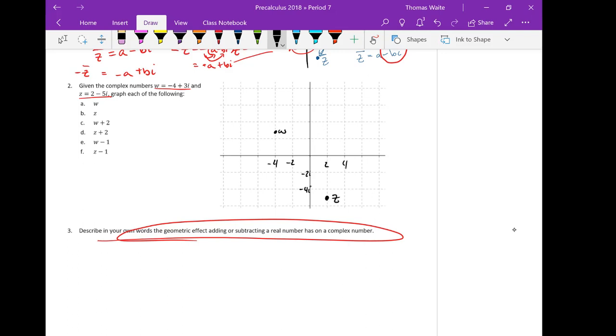And then this one's w plus 2, or negative 4 plus 3i plus 2, which would just be negative 2 plus 3i. And then z plus 2, well, I'm only going to change the real part. It's going to be 2 minus 5i plus 2. That's going to be 4 minus 5i. Use some colors here.